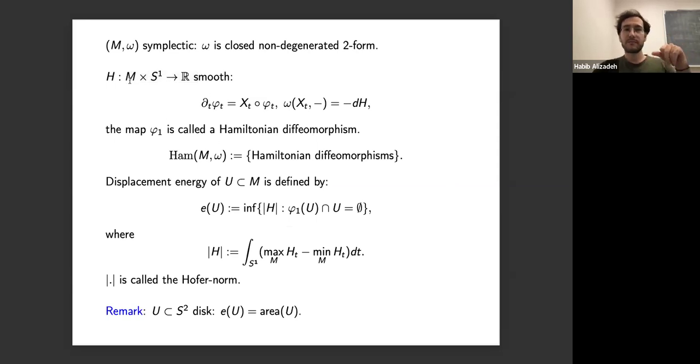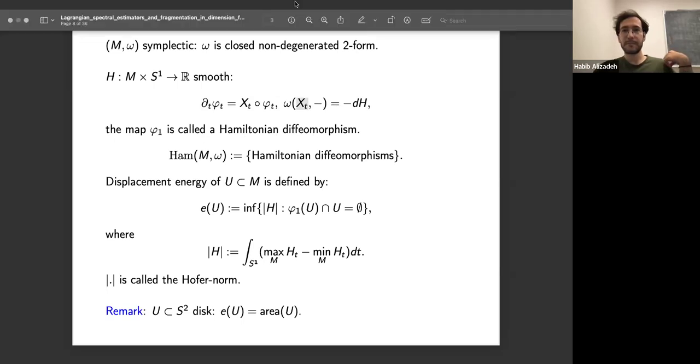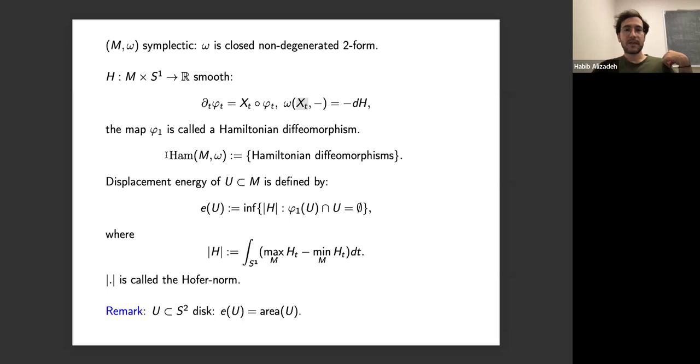If you take a smooth time-dependent function H, you can associate to it an isotopy phi_t through these two equations. Basically, you define X_t as the omega-dual of the differential of H_t, and then you integrate it, you get an isotopy, and you can prove that this isotopy preserves the symplectic form. The time-one map is called a Hamiltonian diffeomorphism, and the set of Hamiltonian diffeomorphisms is denoted by Ham.